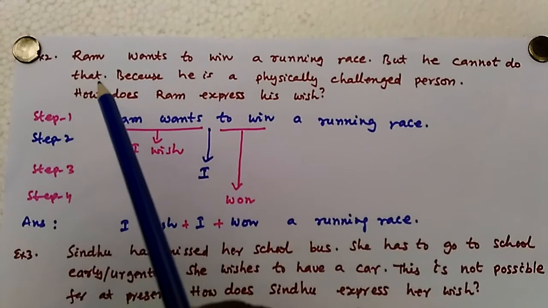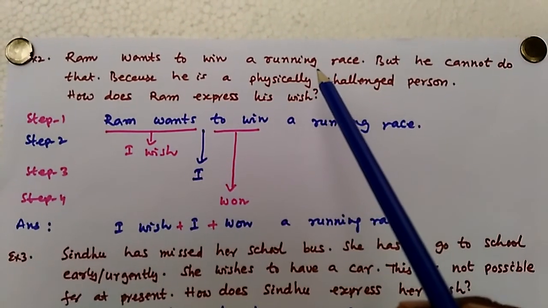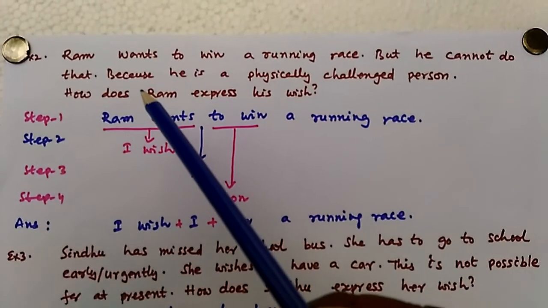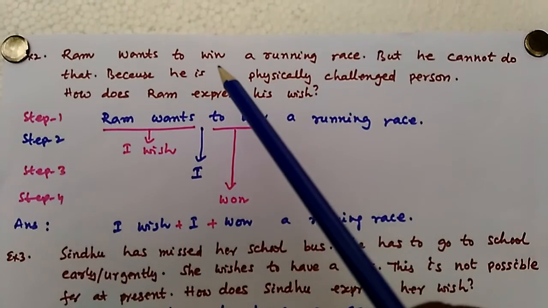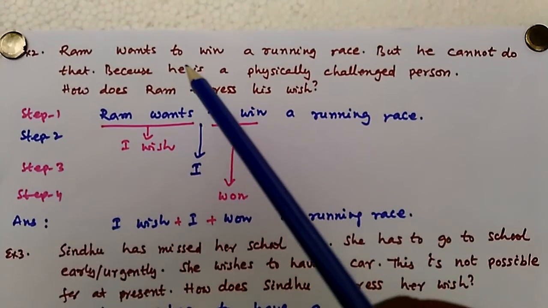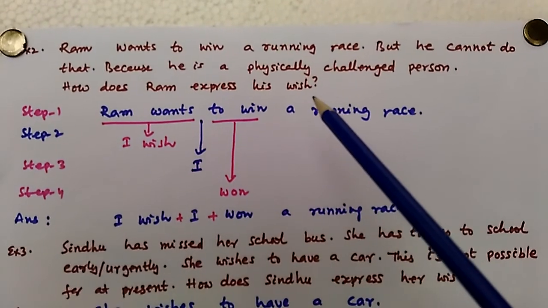Example number 2. Ram wants to win a running race. So this is the wish, but he cannot do that because he is a physically challenged person. So the impossible wish is Ram wants to win a running race. How does Ram express his wish?